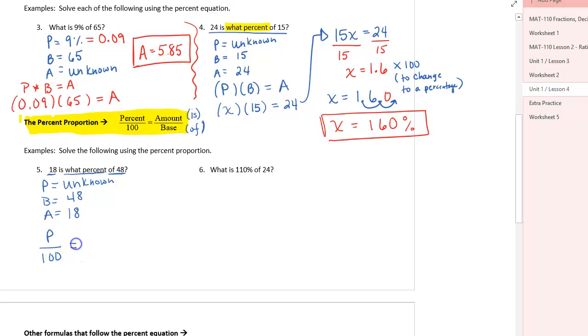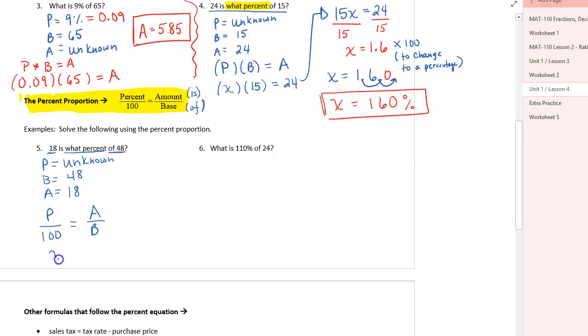So now, instead of our P times B equals A, we're going to use the proportion P over 100 equals A over B, or amount over base. If we fill that in, we're going to have x, because that's our unknown, over 100, always over 100, is equal to 18, which is the amount, over the base, which is 48. Now we can use what we learned in class to solve the proportion. So 48 times x is 48x, so we're cross multiplying here. 18 times 100 is equal to 1800.